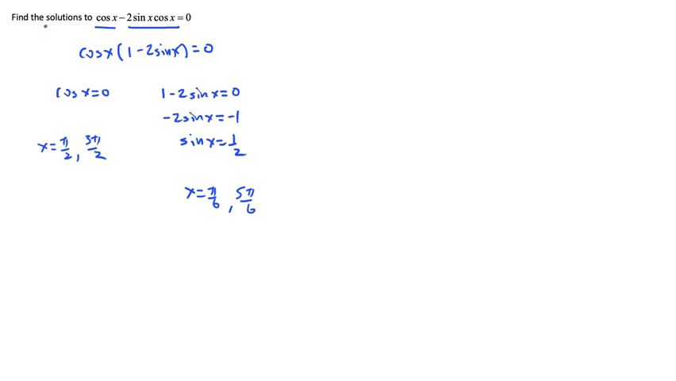But notice it says find the solutions. It doesn't say within 0 to 2 pi. Okay, so basically we want to find all the solutions, which means the solutions that are also co-terminal with each of these. Okay, so remember, there is a specific way to write that, right?